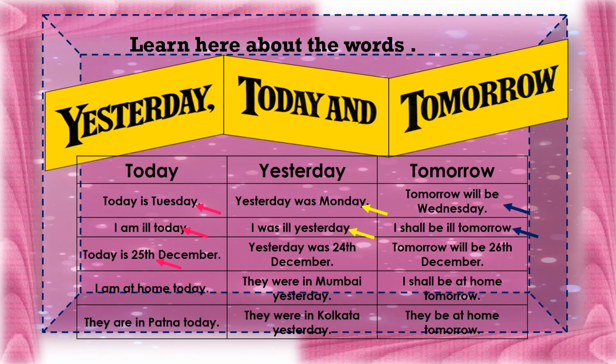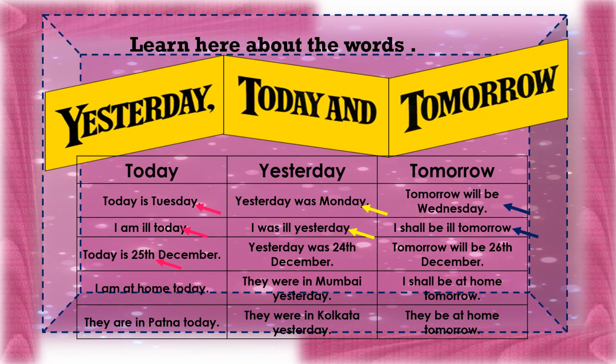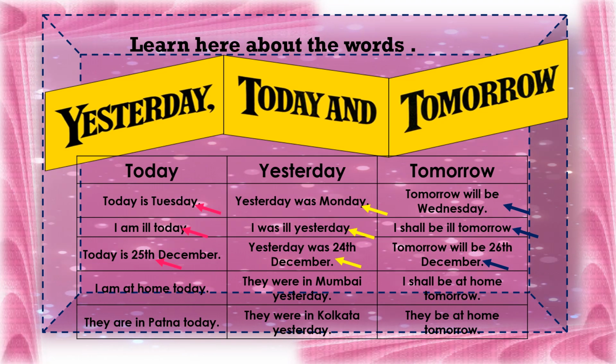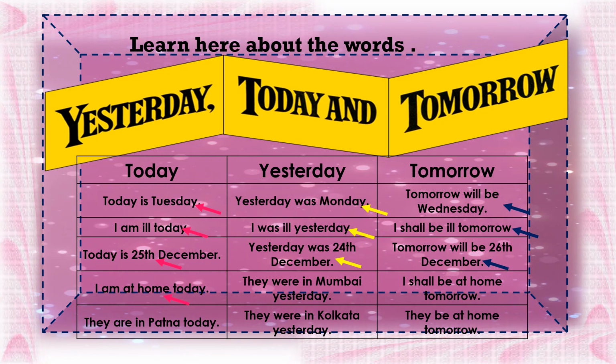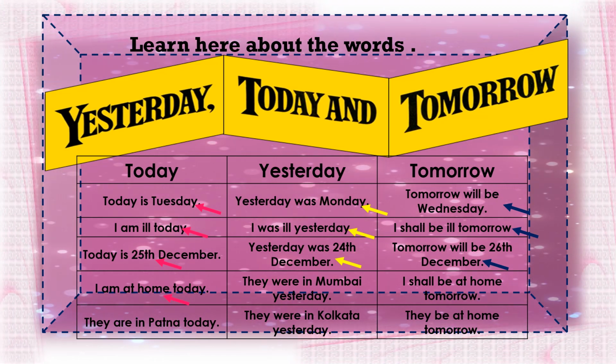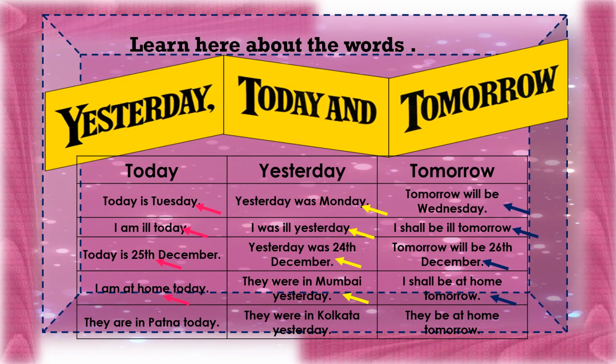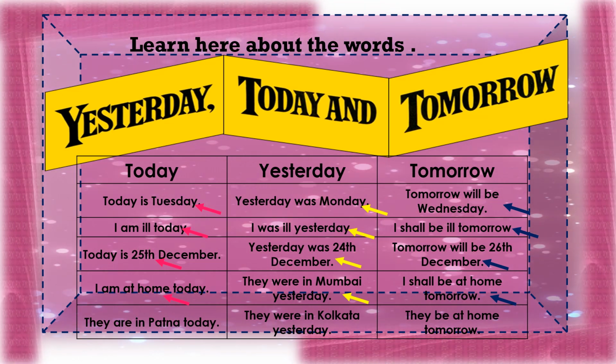Today is 25th December. So yesterday was 24th December and tomorrow will be 26th December. I am at home today. They were in Mumbai yesterday. I shall be at home tomorrow.